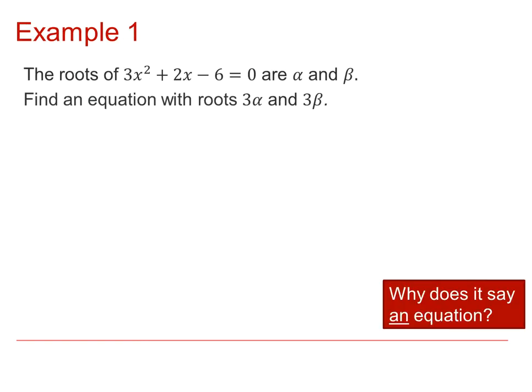So here's an example of that then, where we've got the roots of 3x squared plus 2x minus 6 we're told are alpha and beta, and we want to find an equation with roots 3 alpha and 3 beta. As you see there's a question that says, why does it say an equation? If you think about this for a minute, you'll realise that there are several different equations which will have roots of 3 alpha and 3 beta just by having different multiples of each equation. So we can have different values of a, for example.